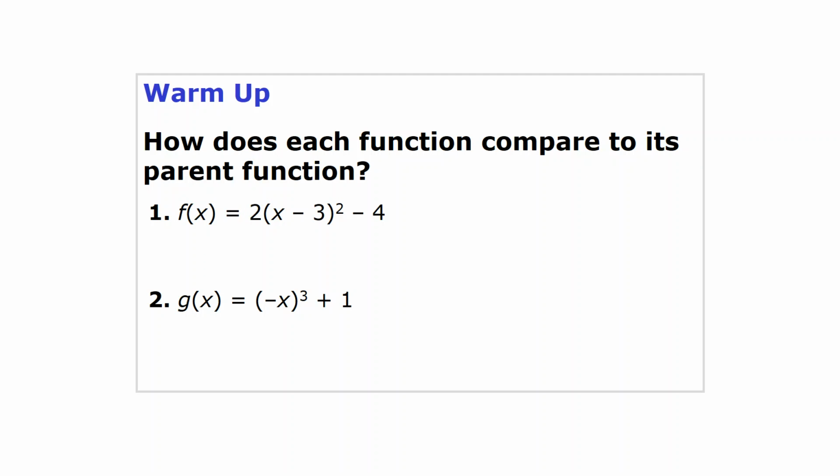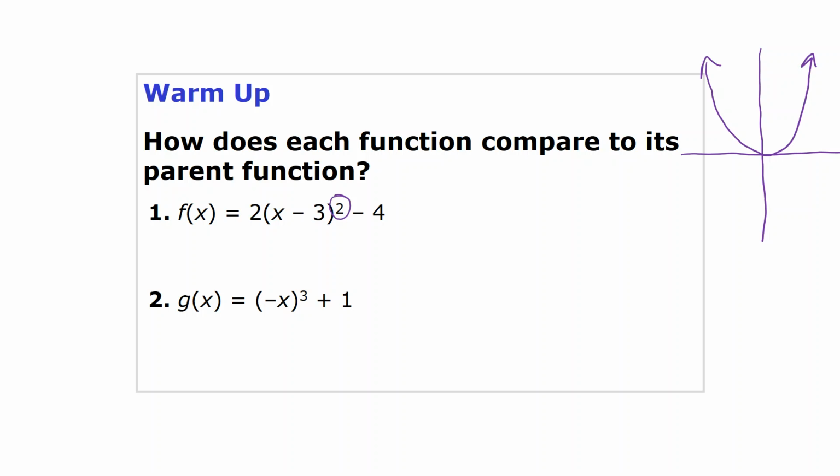All right, let's just do a quick warm-up to review what we already know. The question says, how does each function compare to its parent function? First of all, we have to decide what the parent function is going to look like. In the first problem, we see that there's an exponent of 2. That tells me it's going to be a parabola, because the highest exponent on a parabola is 2.